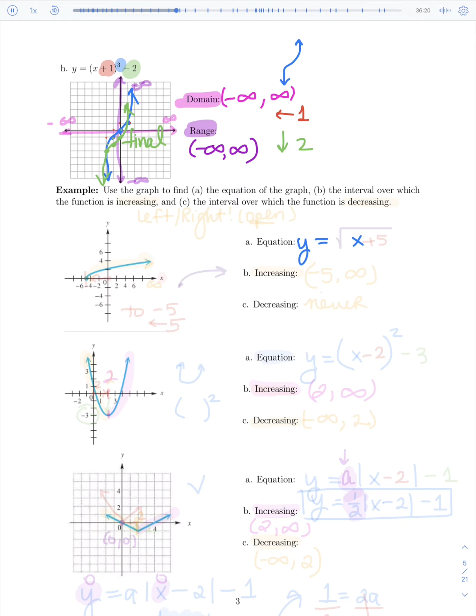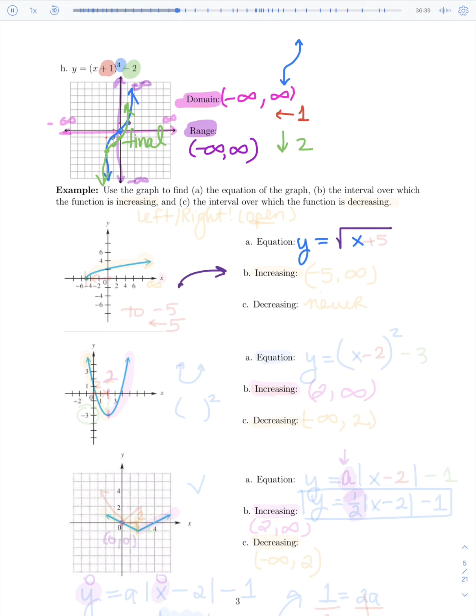Now, the next thing that we should look at is the shape of the graph. The fact that this is half of a parabola on its side. The fact that it's this shape. Well, the only graph that has that shape is a square root graph. So we'll put a square root on our x.